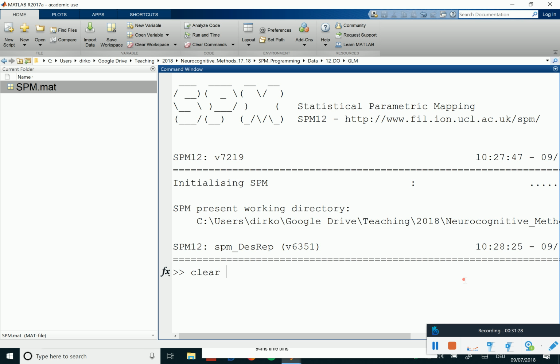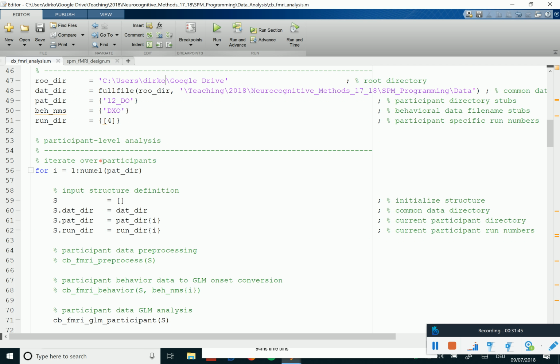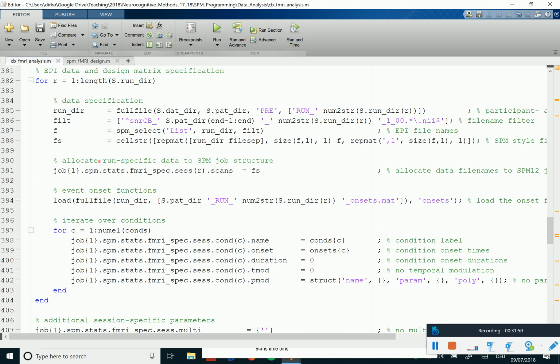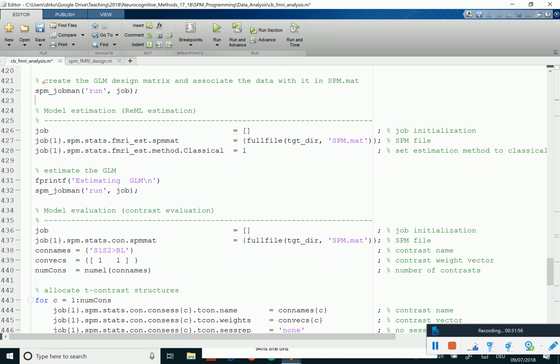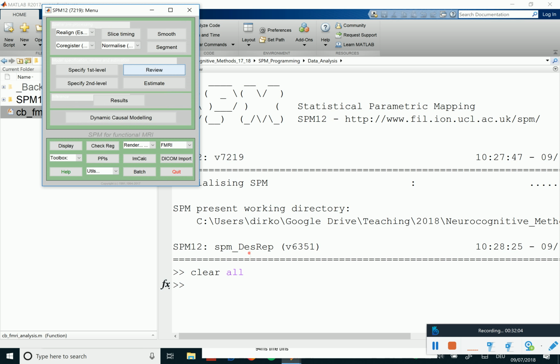Good, but this is creating the design. So this is model formulation, and then of course the next step is model estimation, estimating the beta parameters and covariance components. So any questions about model formulation at this point? No? Good. Then the next thing is model estimation, and you can look at this also in the GUI. So did I just close everything? No.